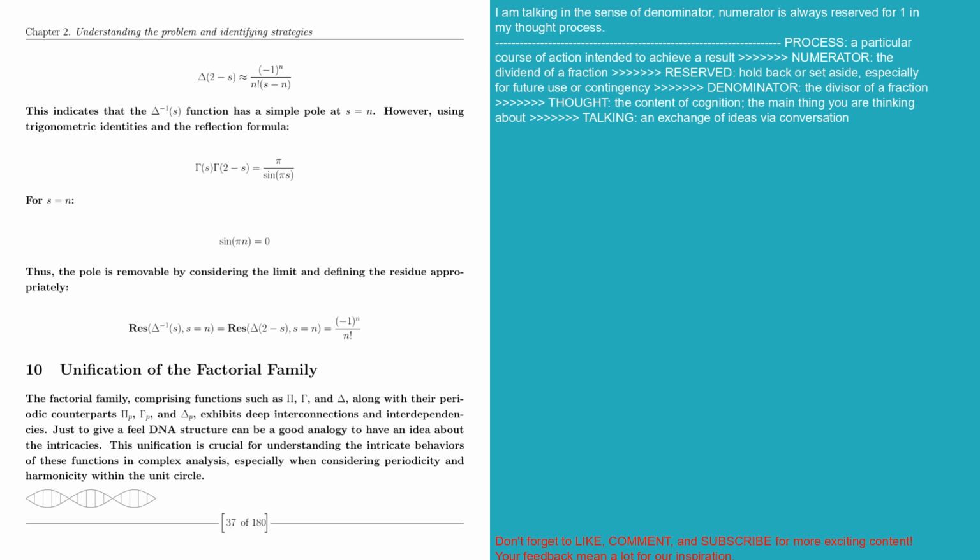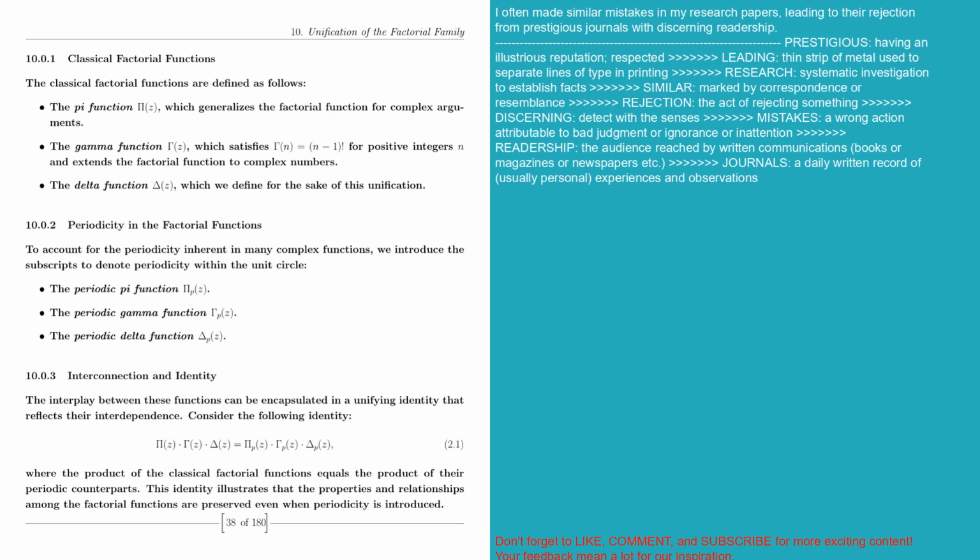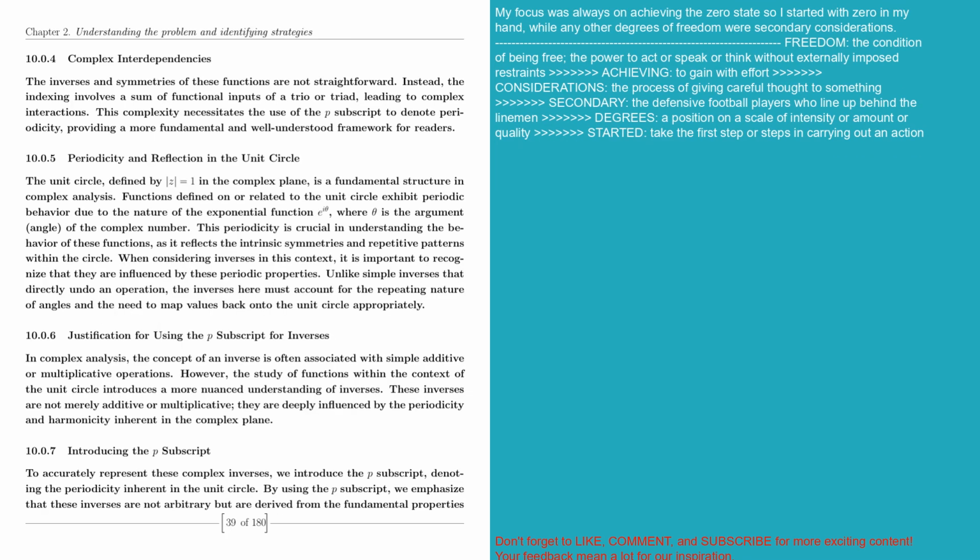Numerator is always reserved for 1 in my thought process. I often made similar mistakes in my research papers, leading to their rejection from prestigious journals with discerning readership. My focus was always on achieving the zero state, so I started with 0 in my hand, while any other degrees of freedom were secondary considerations.